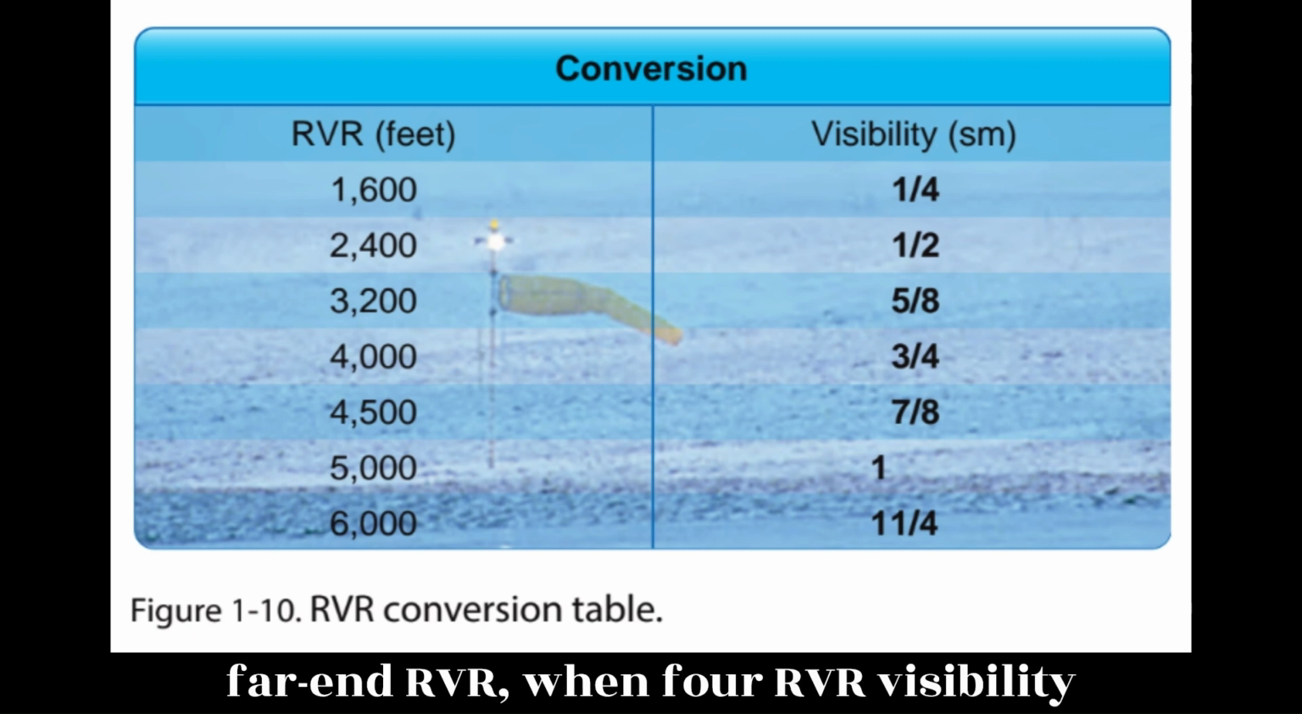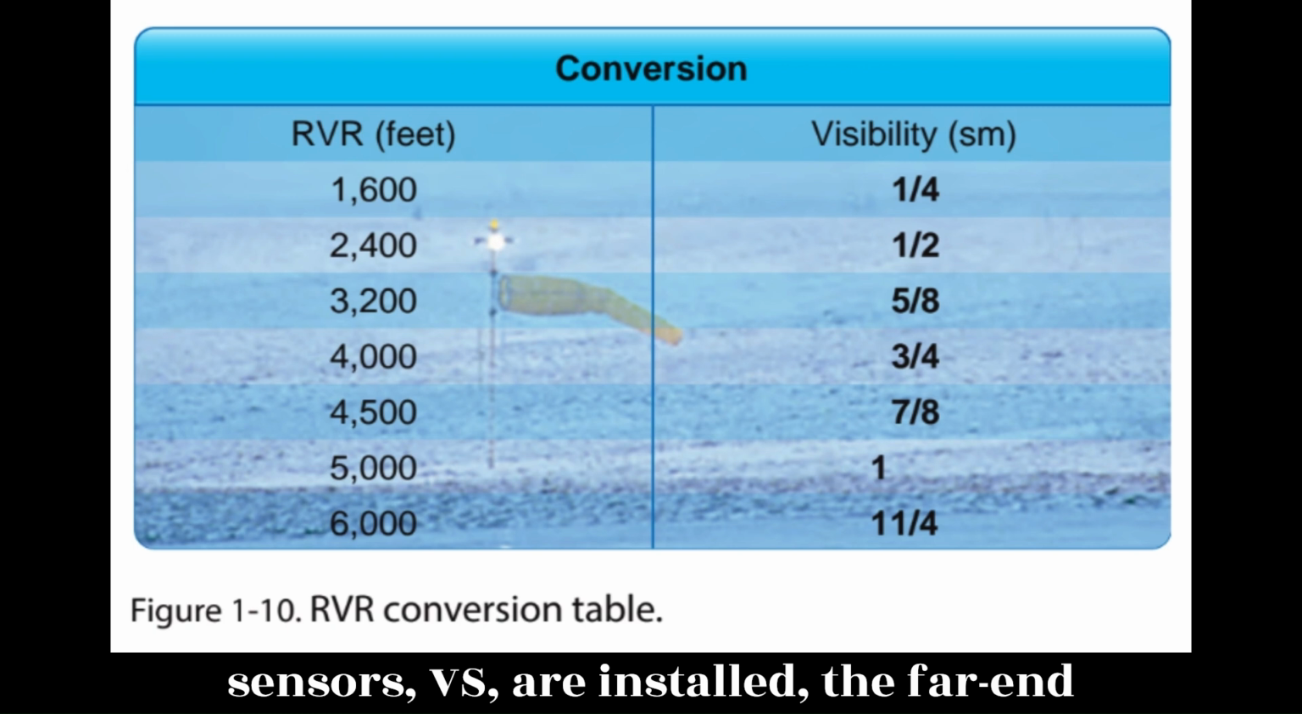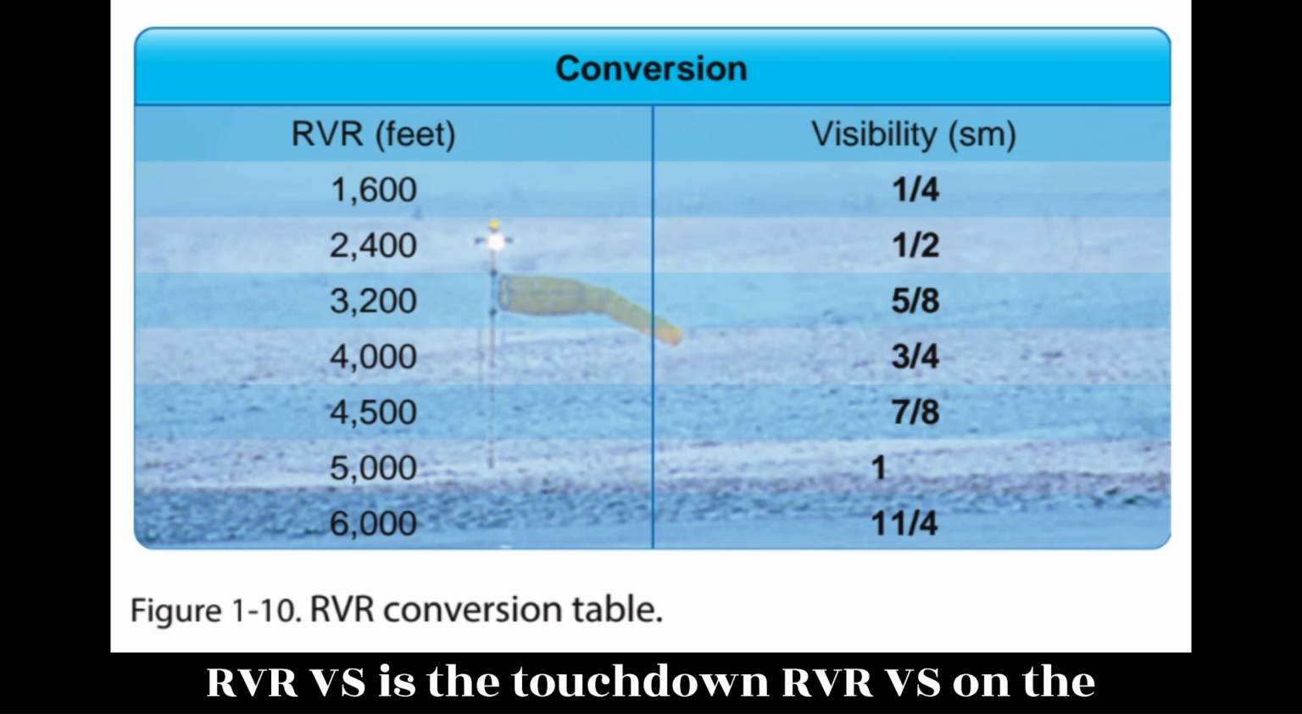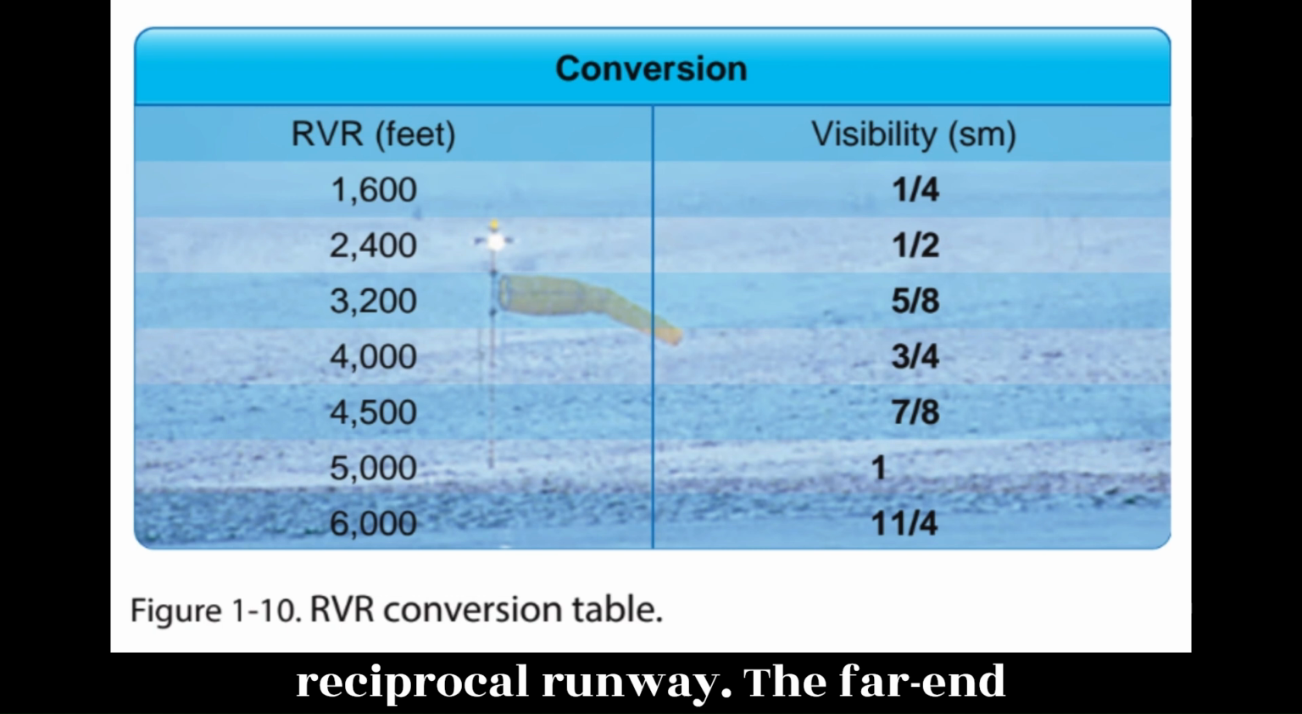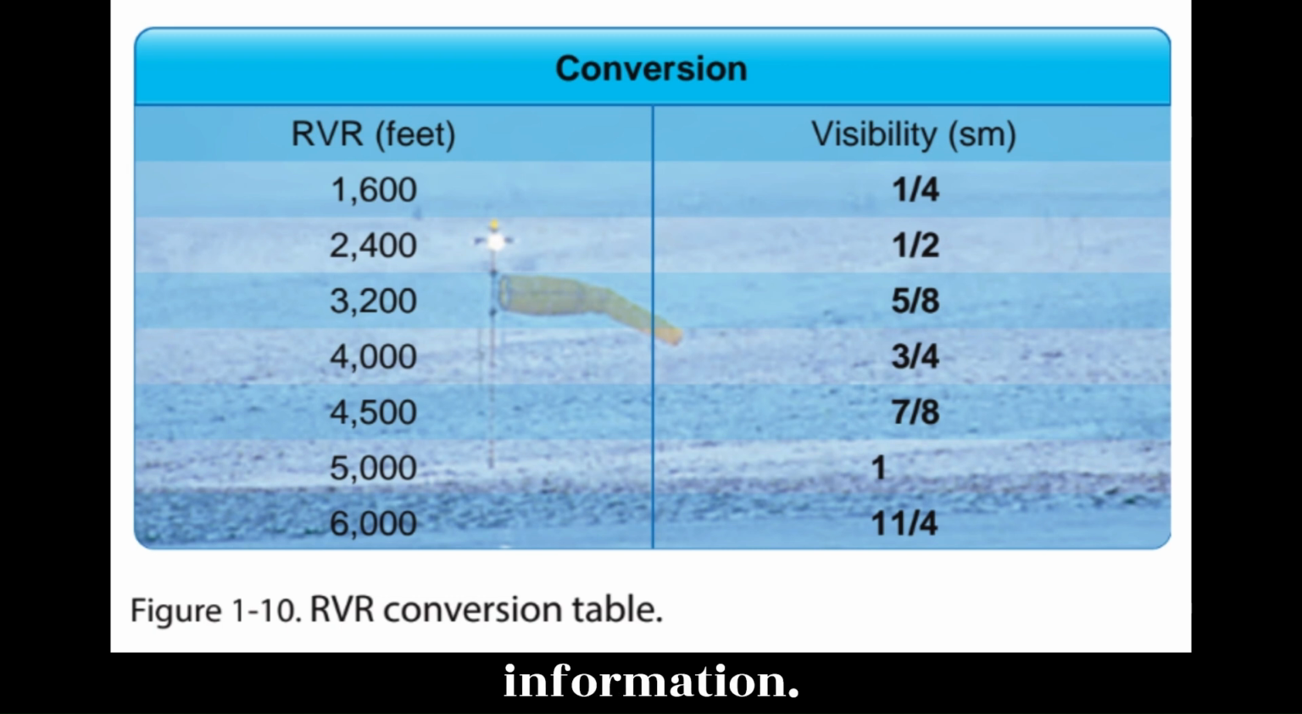4. Far end RVR, when 4 RVR visibility sensors, VS, are installed, the far end RVR VS is the touchdown RVR VS on the reciprocal runway. The far end sensor will serve as additional information.